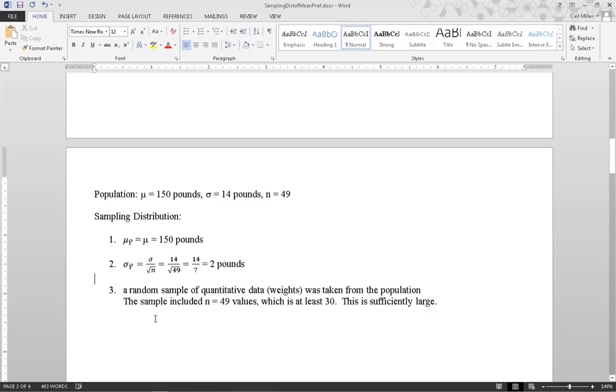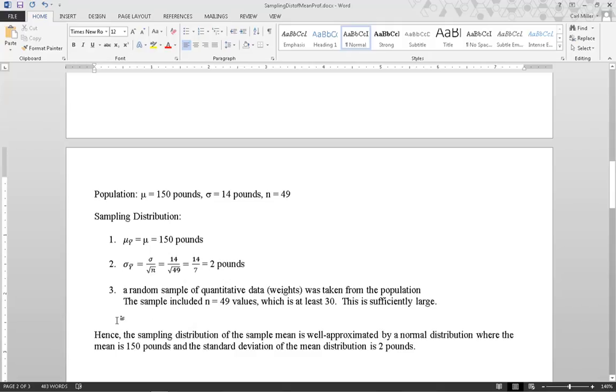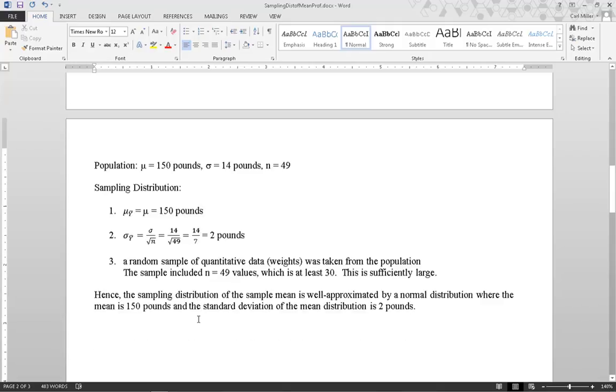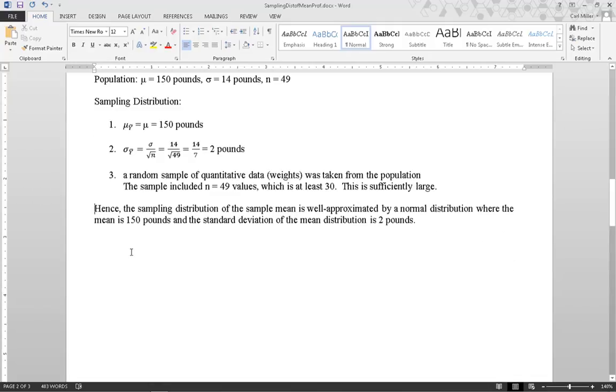Now a random sample of quantitative data, these weights, was taken from the population, and the sample included n equal to 49 values, and that is at least 30, so this is considered sufficiently large. Hence, the sampling distribution of the sample mean is well approximated by a normal distribution that has a mean of 150 pounds, and the standard error or the standard deviation of the mean distribution would be 2 pounds.